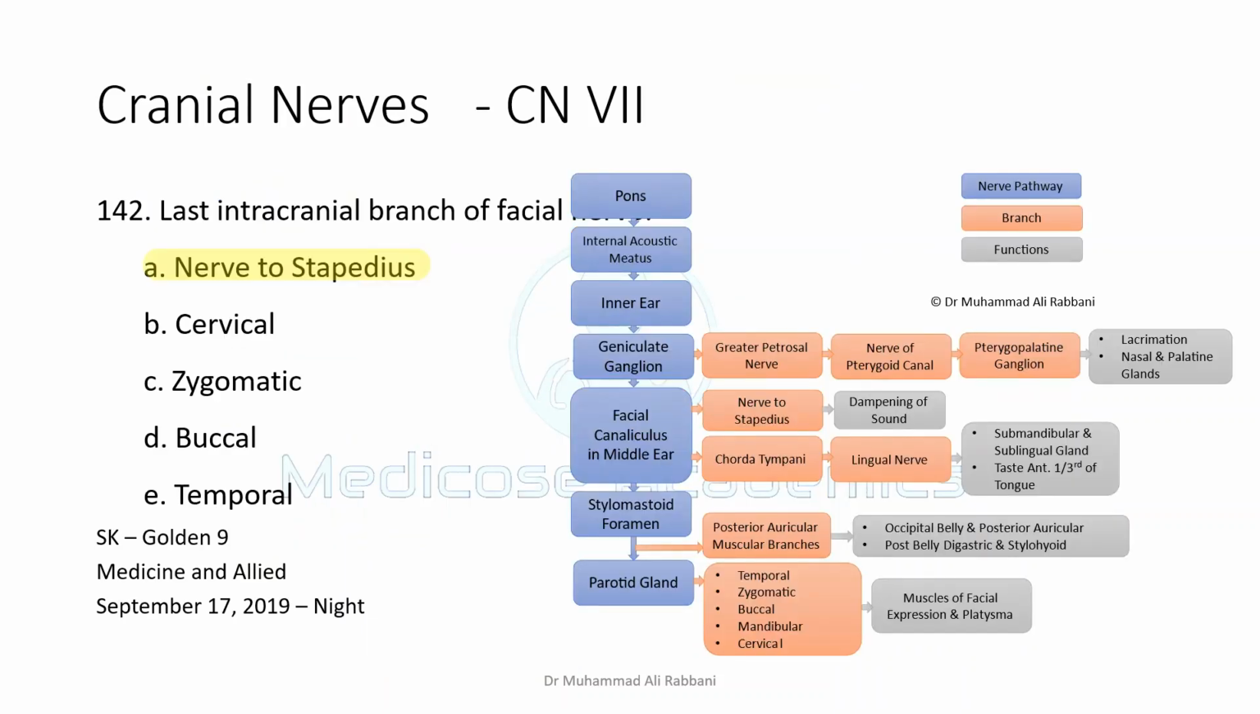So here the question was the last intracranial branch of the facial nerve. The intracranial branches are those within the facial canal, and the last one is the chorda tympani. As chorda tympani was not in the answer options, the next best one to go for was the nerve to stapedius.